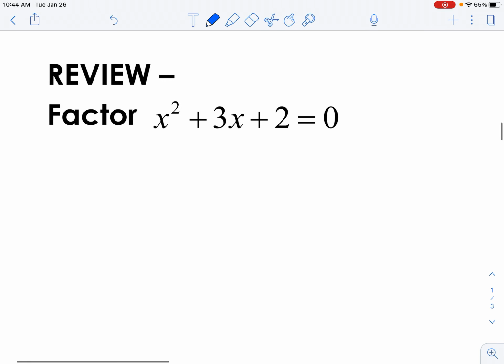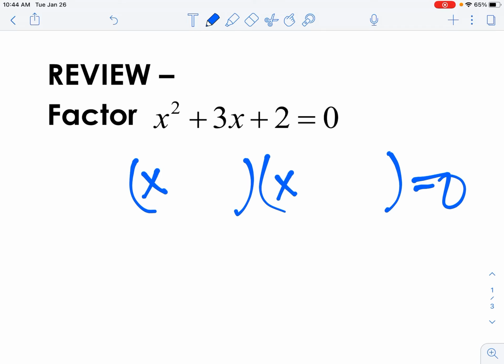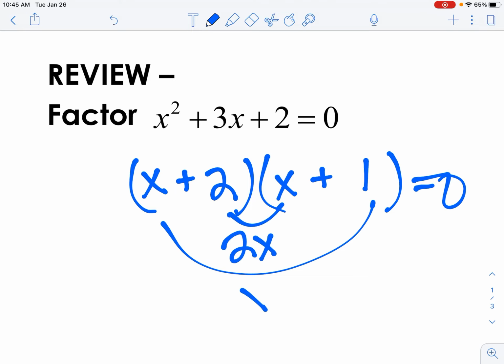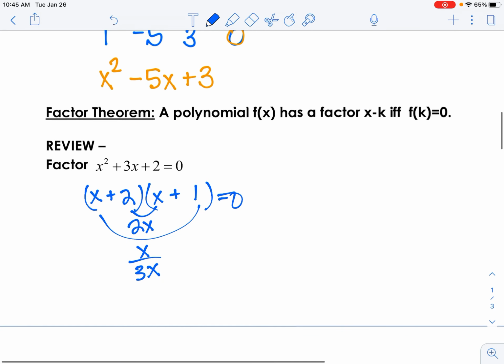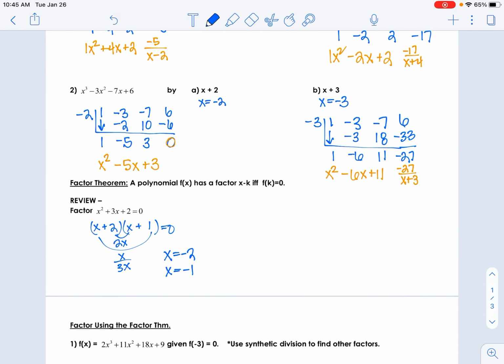So if we wanted to factor this, we would say that's just a trinomial, so it's going to be 2 factors, x and x. Our last 2 must multiply to 2, and I would guess they're both going to add. Remember to check we FOIL our insides and our outsides, and those do make 3x. Now remember that it is a factor if when we plug in our solutions, which would be negative 2 or negative 1, we get 0. That's just a property of them being factors.